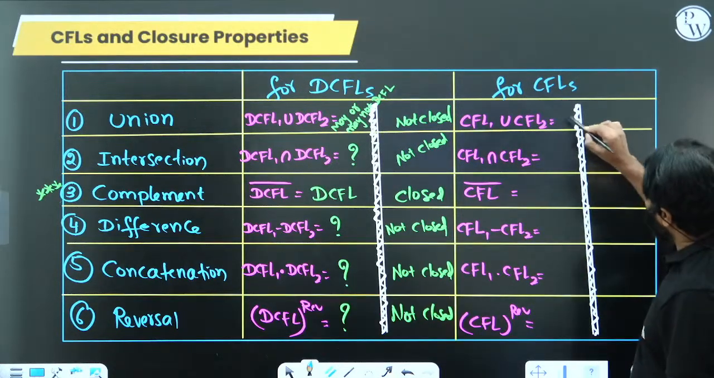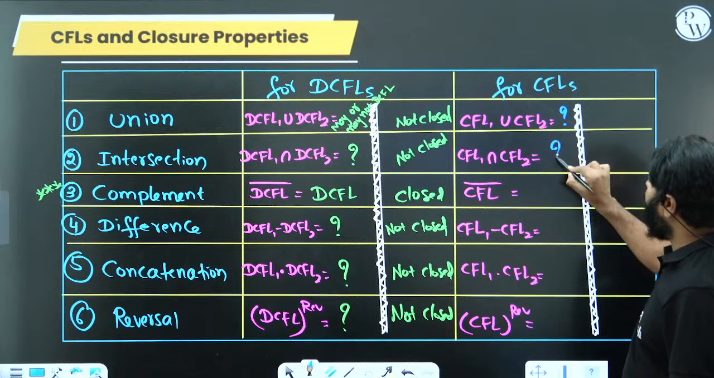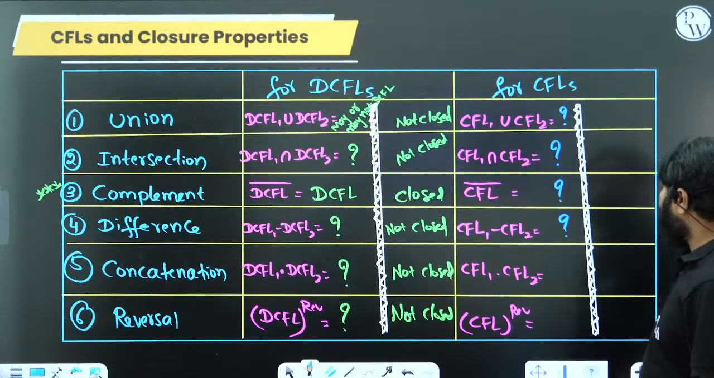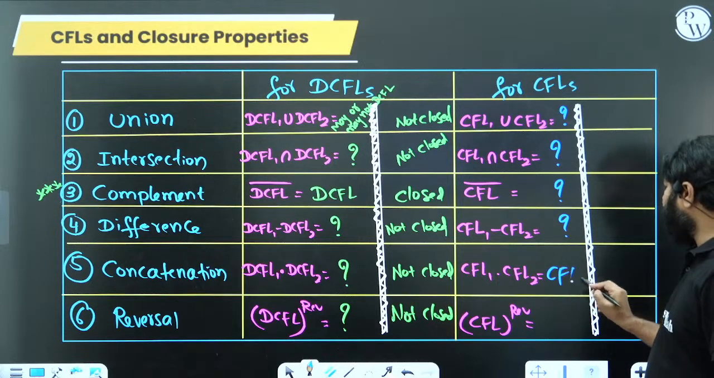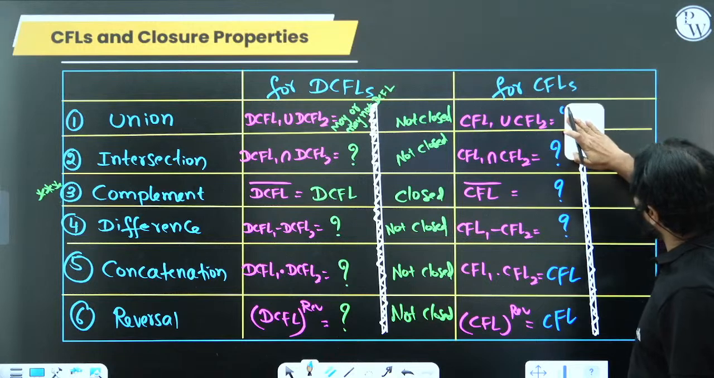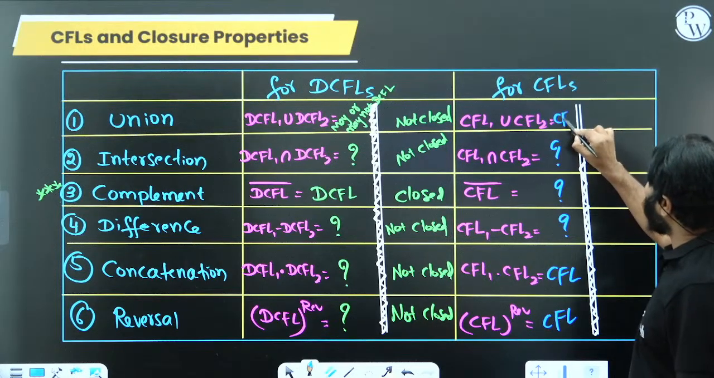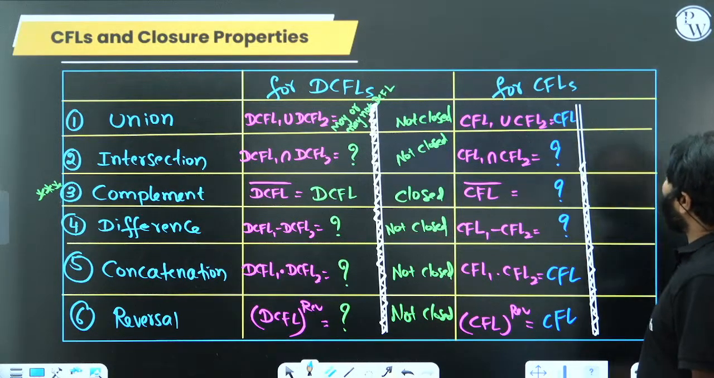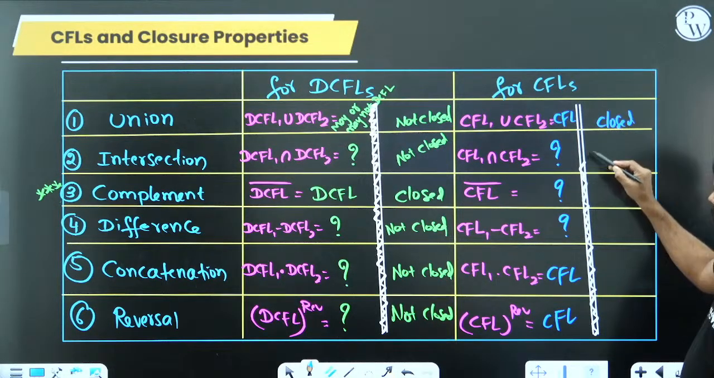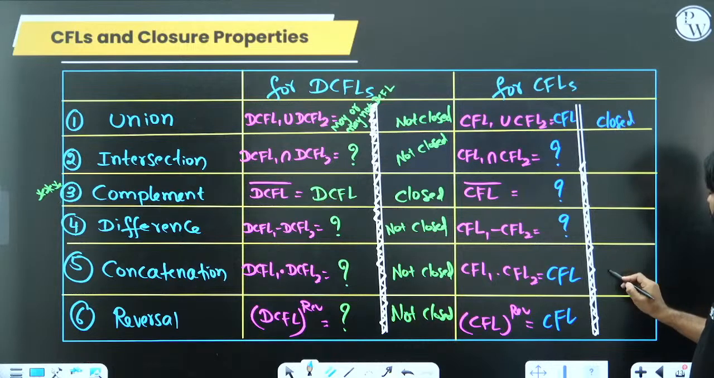And here again, anything could happen. Union is always CFL, and reversal is always CFL. Oh, I'm sorry, concatenation is always CFL. Only for intersection, anything could happen. That's why this is closed. These three are, of course, closed.